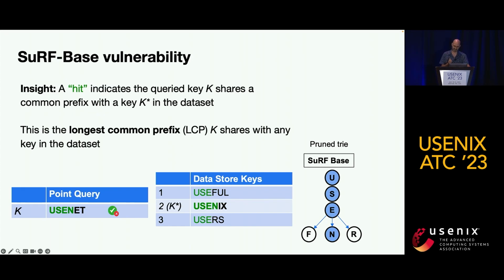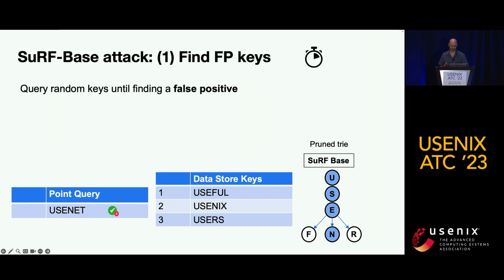The main insight is that the filter hit shares a common prefix with a key in the dataset. In this case, it is USEN. In fact, this prefix is the longest common prefix. For example, useful and users share only 3 bytes with usenet. Based on this observation, I will now explain the prefix siphoning attack on SuRF base.